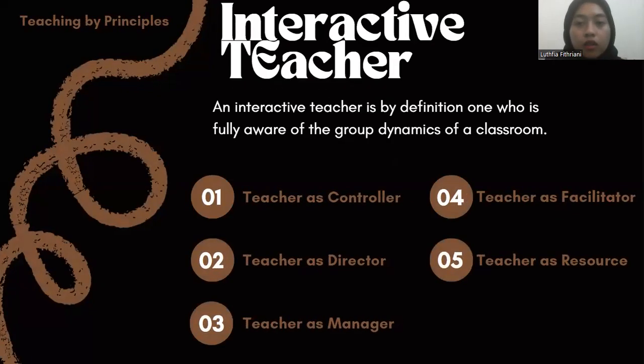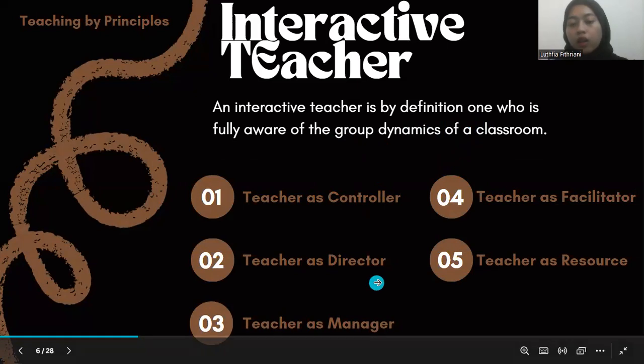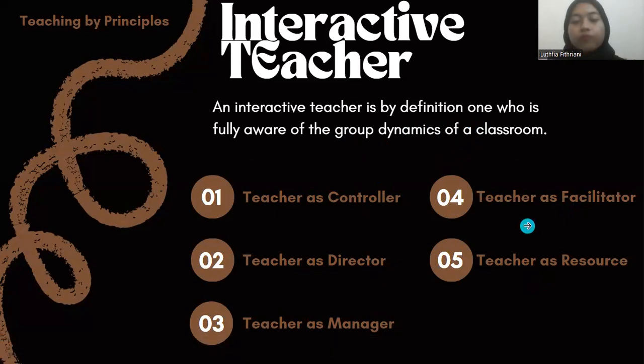Interactive teacher. So what is an interactive teacher? An interactive teacher is by definition one who is fully aware of the group dynamics of a classroom. There are some roles of the teacher in the classroom. For example, teacher as controller, teacher as director, teacher as manager, teacher as a facilitator, and teacher as resource.